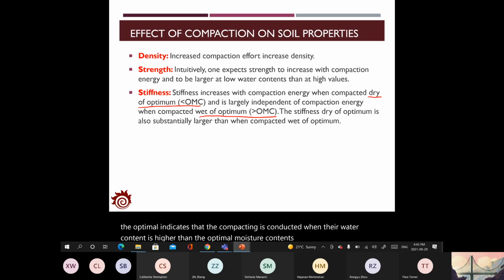And clearly the stiffness increases a lot with the compaction level when it's conducted under dry of the optimal. But for wet of the optimal, the situation is very different. For the wet of the optimal scenario, the stiffness will be almost the same under different compaction levels, or the changes are marginal. So usually if we want to increase the stiffness of the sample, you need to do the compaction under the dry of the optimal. But there will be some issues about the dry of the optimal scenario.